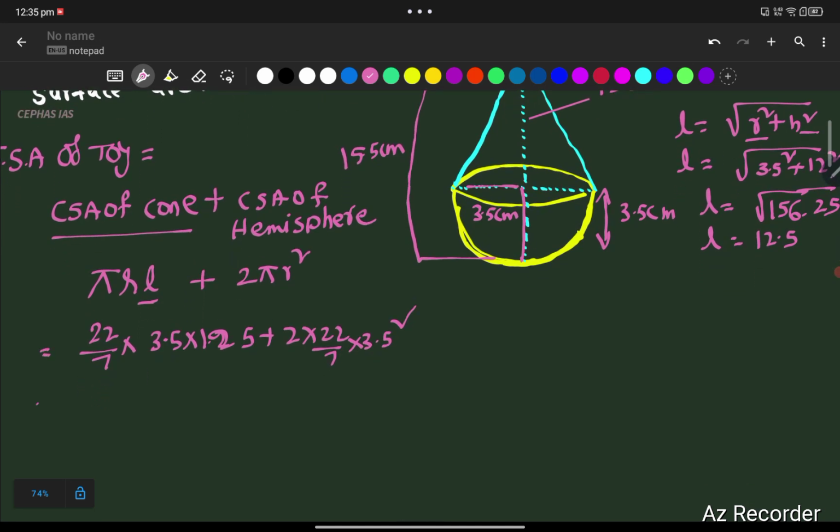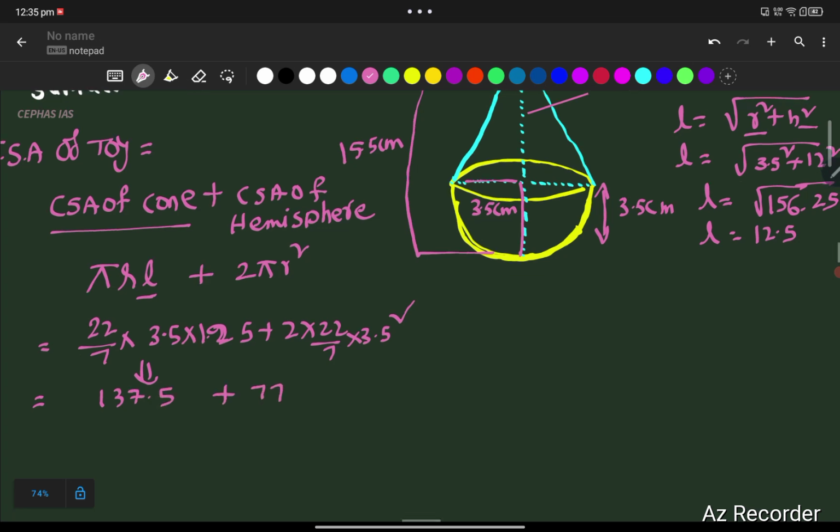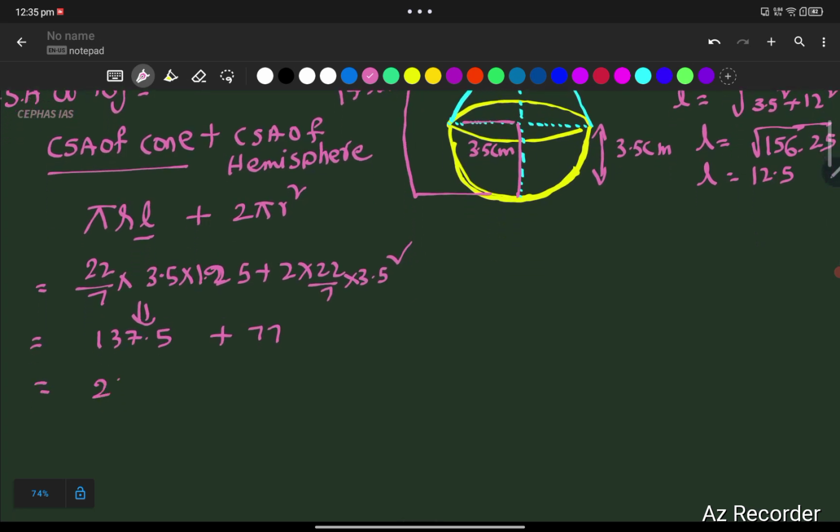So if you calculate this one, this will be 137.5 plus 77, which will be equal to 214.5 centimeters square. So hence the total surface area of the toy is how much? 214.5 centimeters square.